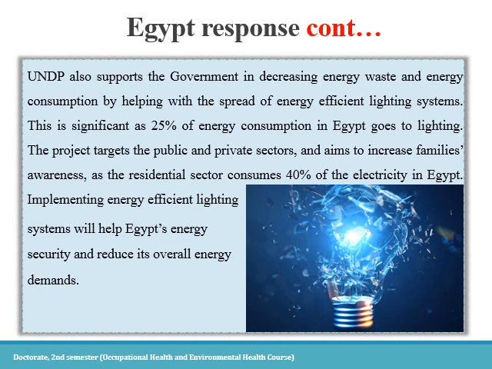The United Nations Development Program also supports the government in decreasing energy waste and energy consumption by helping with the spread of energy-efficient lighting systems. This is significant as 25% of energy consumption in Egypt goes to lighting. The project targets the public and the private sectors and aims to increase families' awareness, as the residential sector consumes 40% of the electricity in Egypt. Implementing energy-efficient lighting systems will help Egypt's energy security and reduce its overall energy demands.